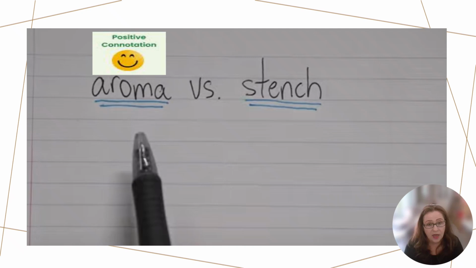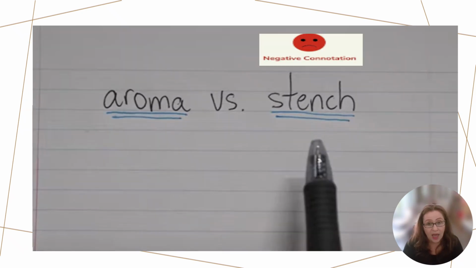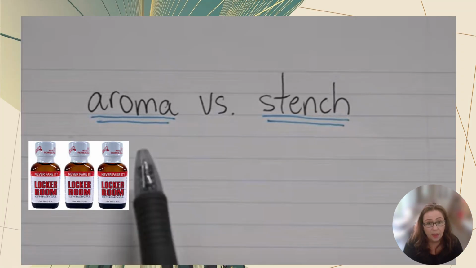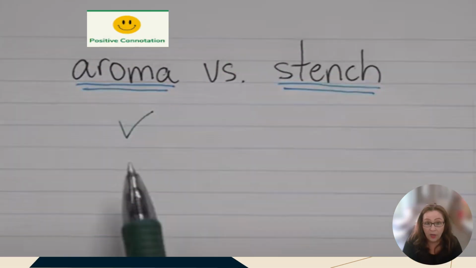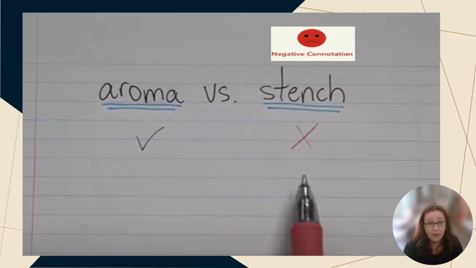Does the room have a nice, pleasant aroma, or does the room have a stench? Does the locker room have a gross, nasty aroma? Or does the locker room have a gross, nasty stench? Well, the more positive of these two words is aroma, and the more negative one is stench. So aroma would have a more positive connotation, and stench would have a more negative connotation.